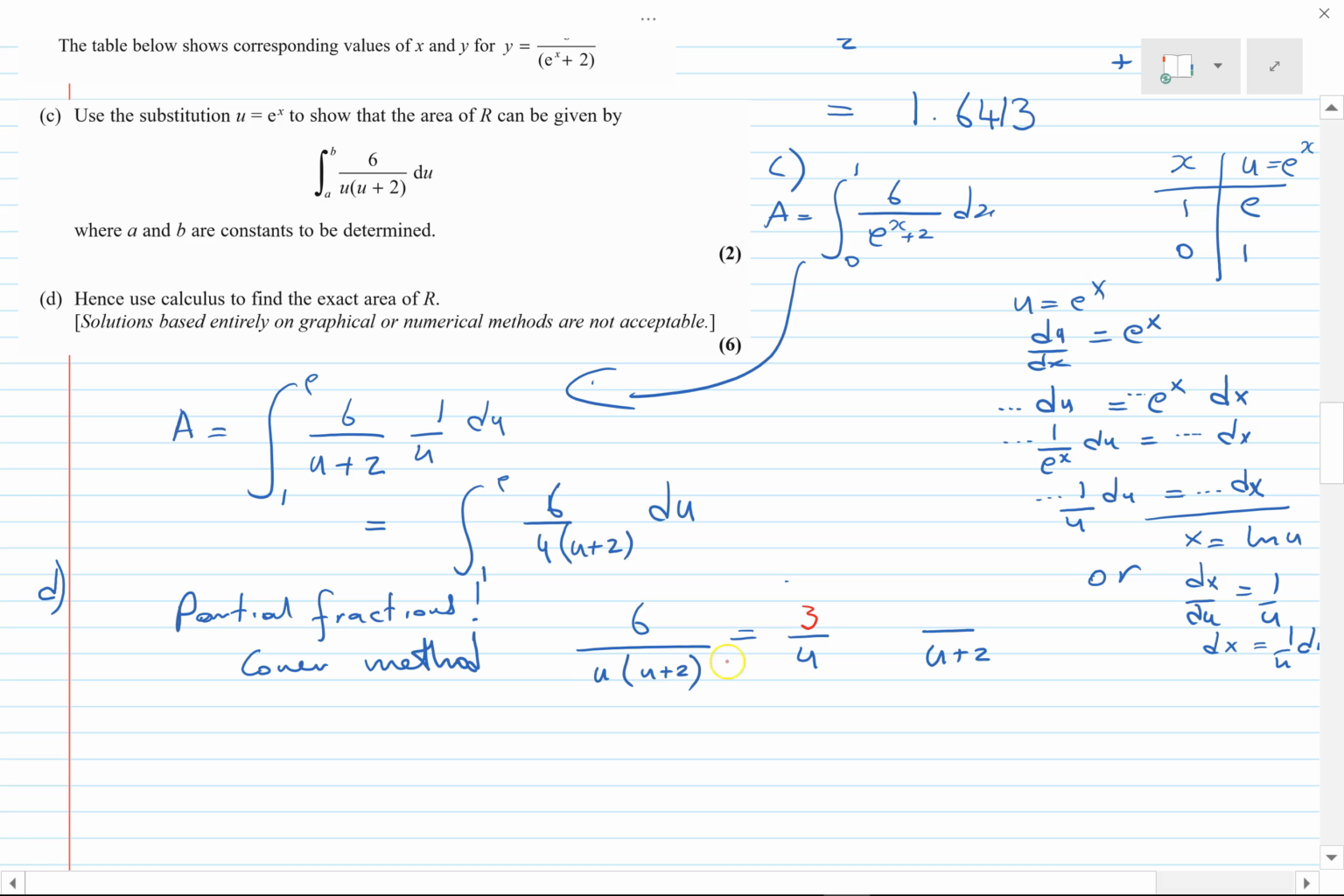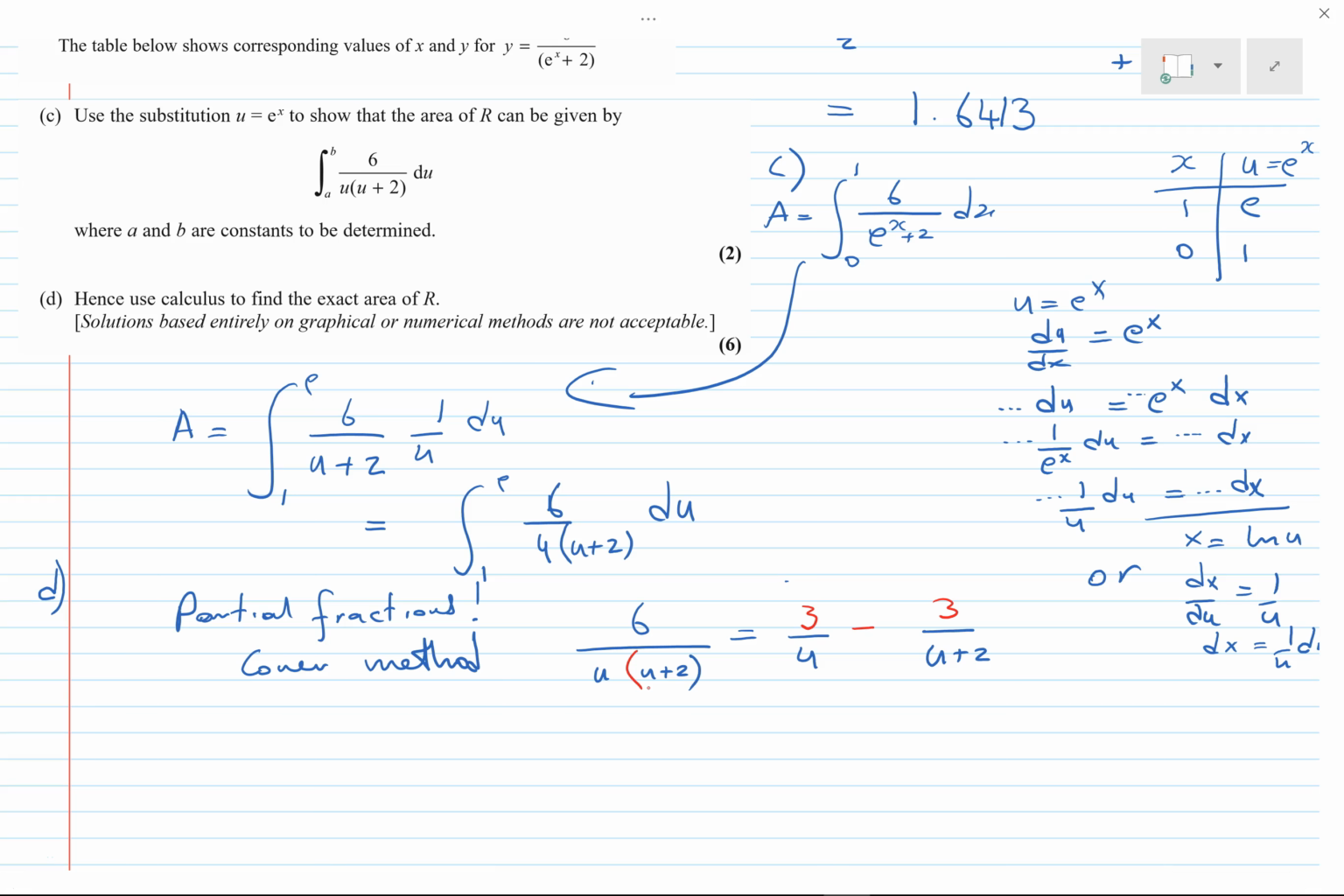Okay, so to work out the term that goes above the u plus 2, cover up the u plus 2, and put in what makes that factor equal to 0. In this case it's u equals minus 2. 6 divided by minus 2 is equal to minus 3. So that's our partial fraction. Now it took a while to explain that, but when you get used to it, it can save a little bit of time. But if you don't like it, don't use it. You can write it out if you prefer.